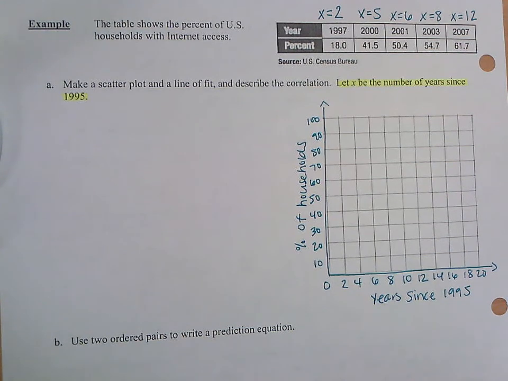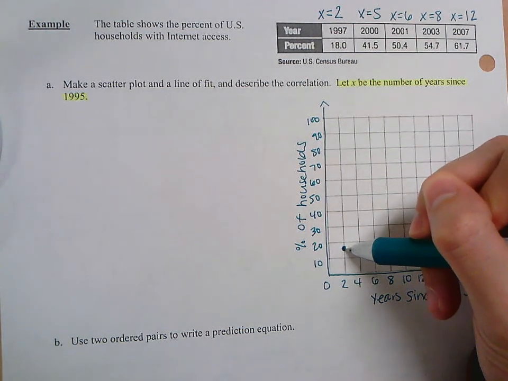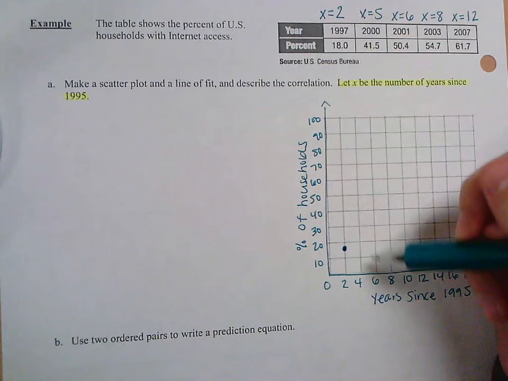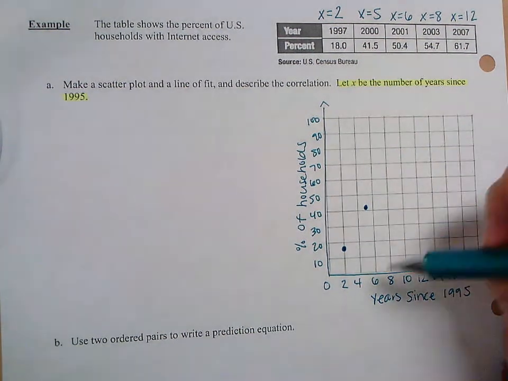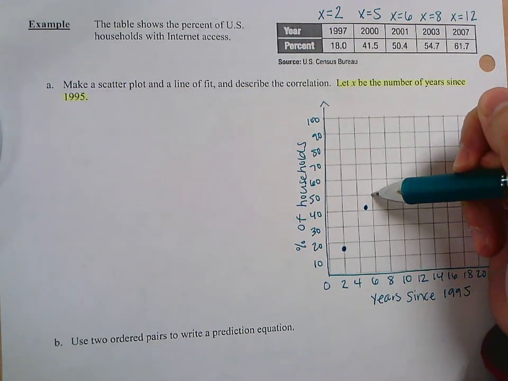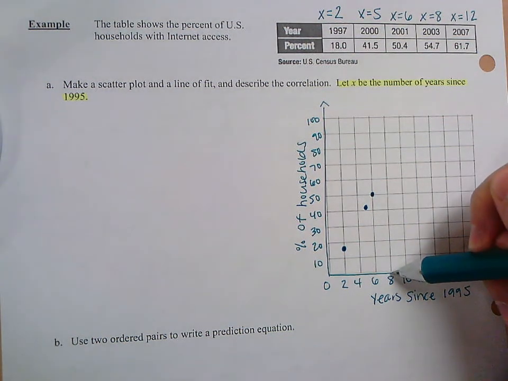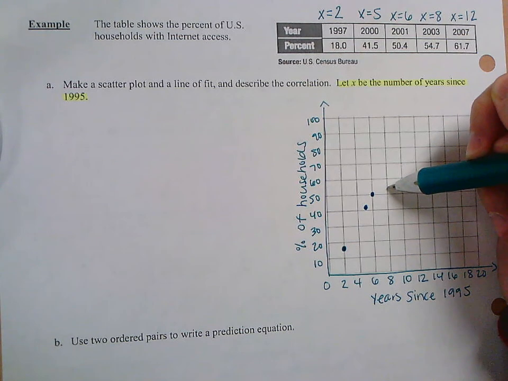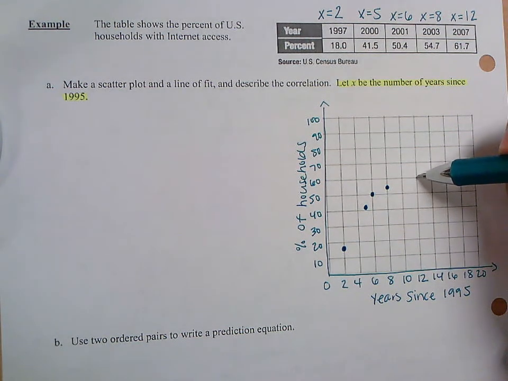Okay, and then you would just plot the points you're given in the table. So I have 2 at 18, 5 at 41.5, 6 is at 50.4, 8 is at 54.7, and 12 is at 61.7.